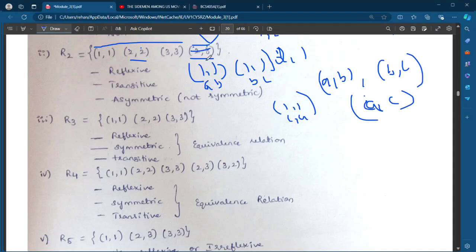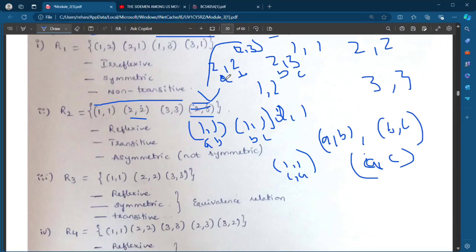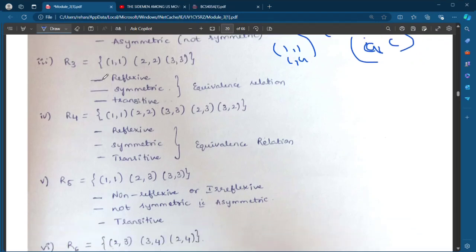This is asymmetric. Why? Because I have 2 comma 3, but I don't have 3 comma 2. Only because I don't have 3 comma 2, that's why it's not symmetric. Suppose it had 3 comma 2, then it would satisfy all three. Then here I have 1 comma 1, 2 comma 2, 3 comma 3.